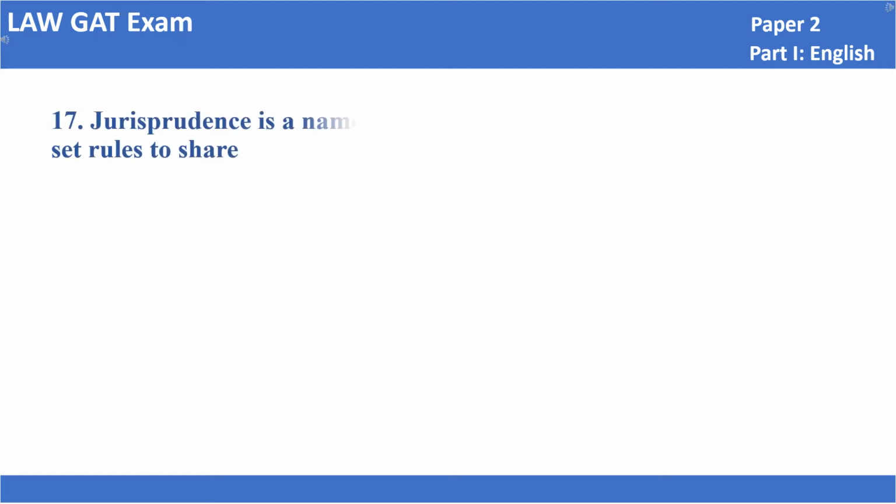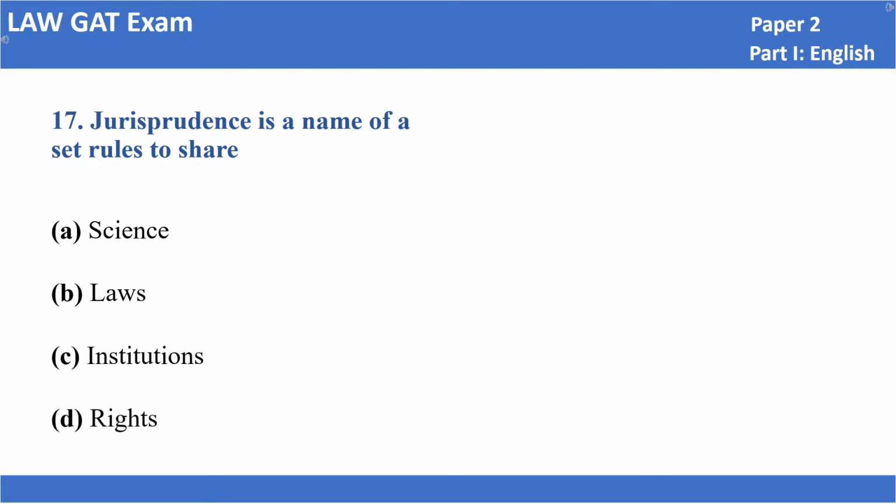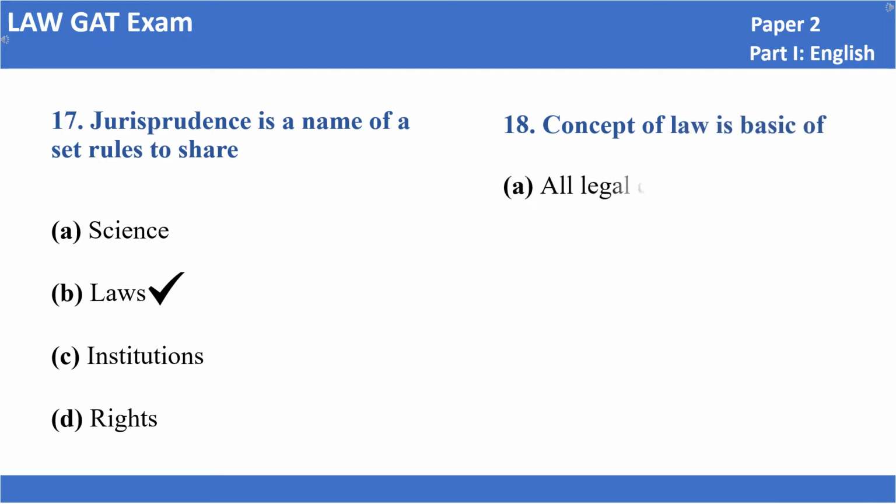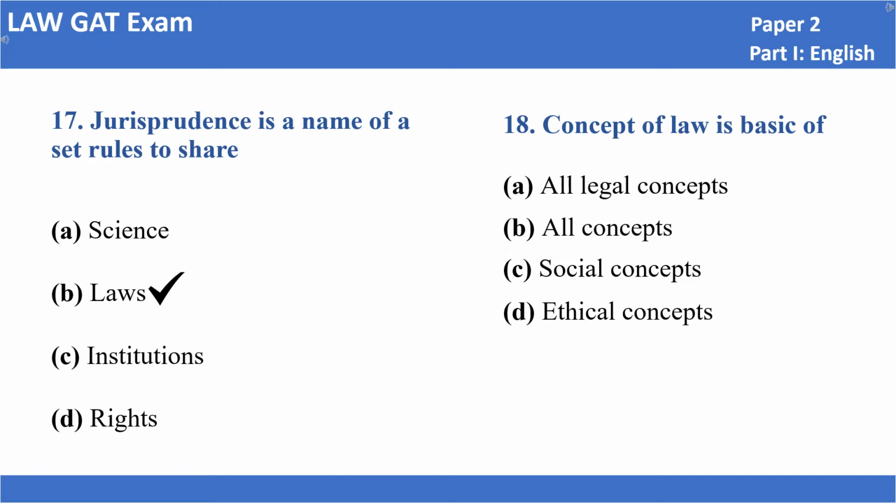Jurisprudence is a name of a set of rules to share option A, science, option B, laws, option C, institutions, or option D, rights. The correct answer is option B, laws. Concept of law is basic of option A, all legal concepts, option B, all concepts, option C, social concepts, or option D, ethical concepts. The correct answer is option C, social concepts.